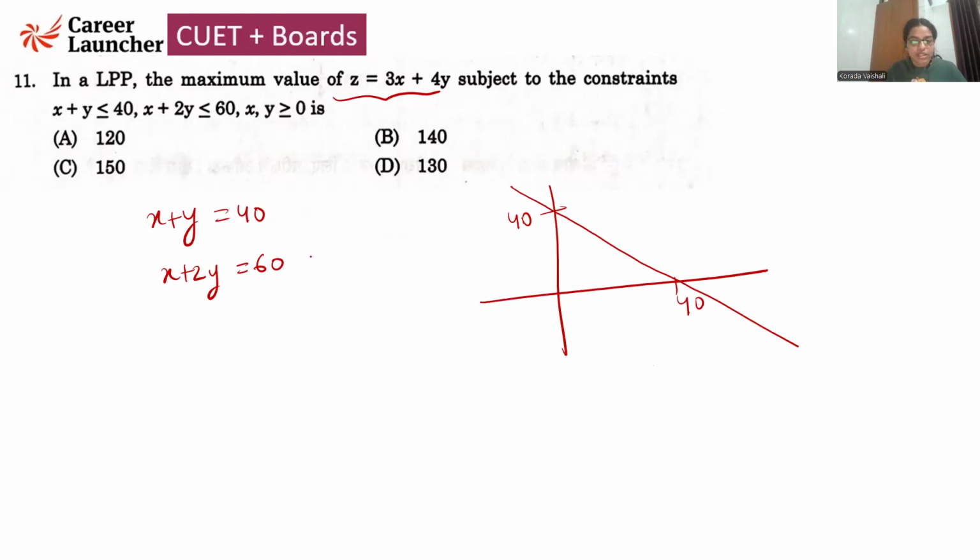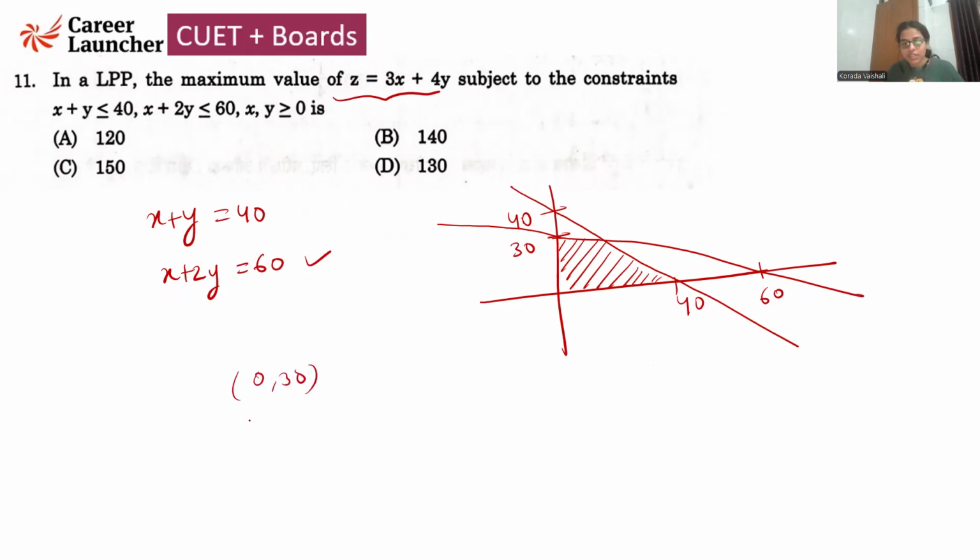The next one is the second equation. What if I'm assuming x as 0, then I'm having 30. And what if I'm assuming y as 0, I'm getting 60. So the second constraint will pass something like this, right? And the common region that we have, the feasible region, would be over here. So the corner points that we have are 0, comma 30. And if you calculate this intersection by making use of the elimination method itself, you will get 20, comma 20 as the point of intersection. And the other one is 40, comma 0.